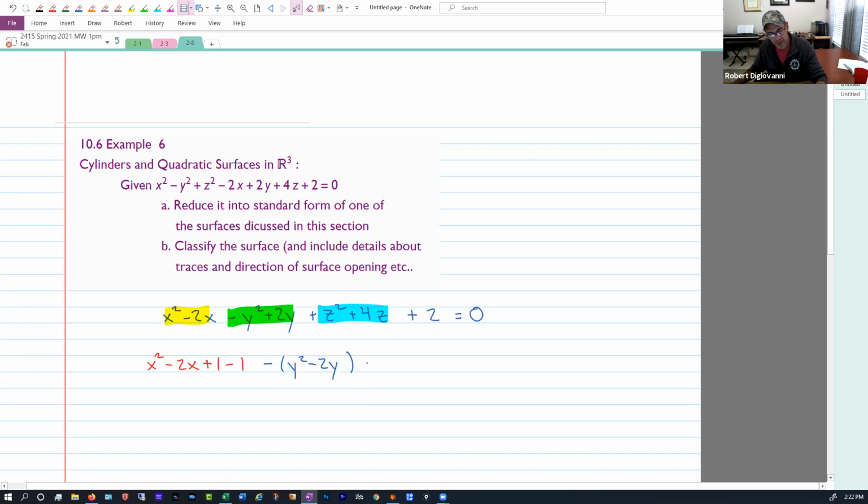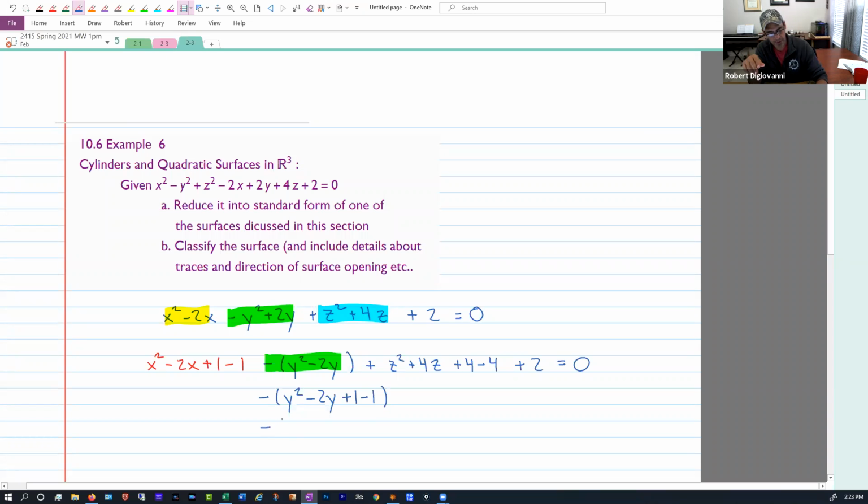And then on the last one, I can just do z squared plus 4z and then take half of that, square, add, subtract. So plus 4 minus 4. And then we still have plus 2. We did completing the square way back in the beginning, right? What, 3 weeks ago? So I expect that you are somewhat comfortable with this. Like I said, the only part that I think is tricky is this one right here, because you're going to do the minus, and then it's like y squared minus 2y, and here you'll add and subtract 1.